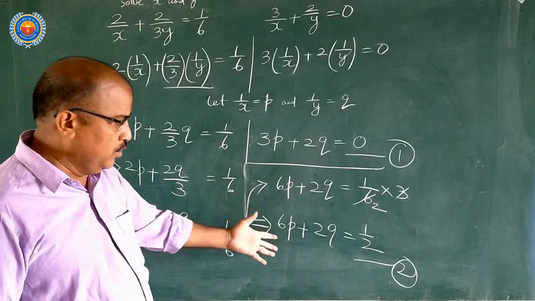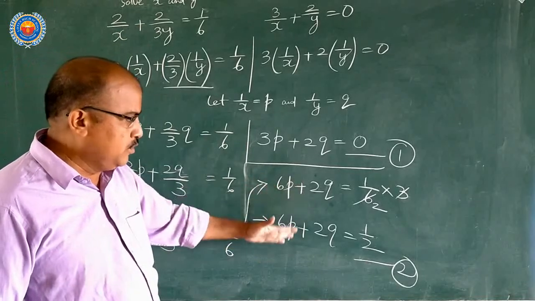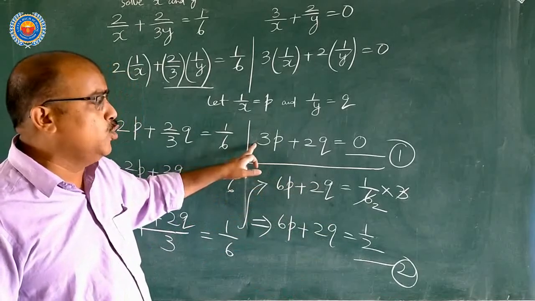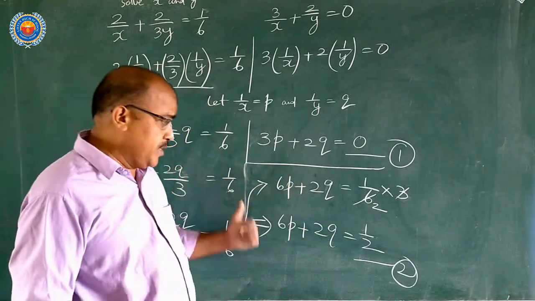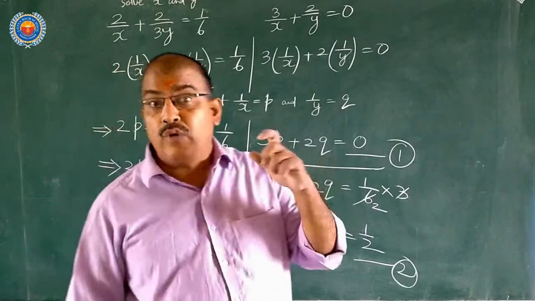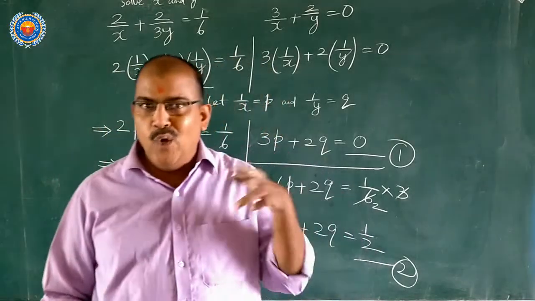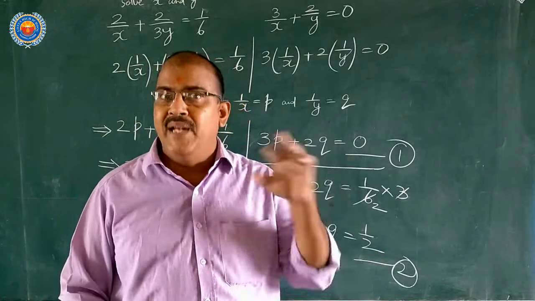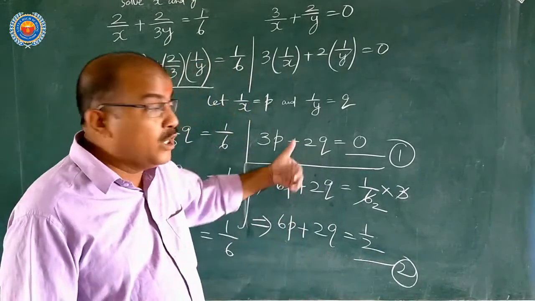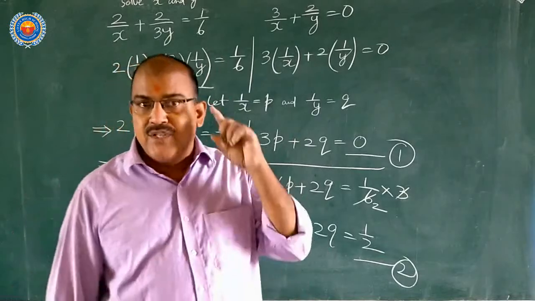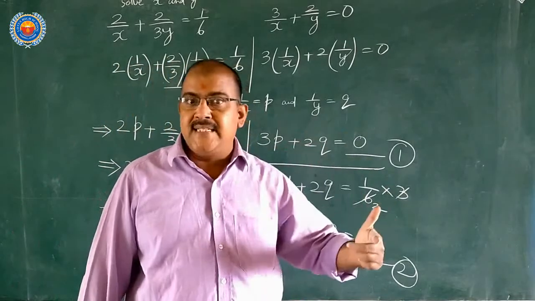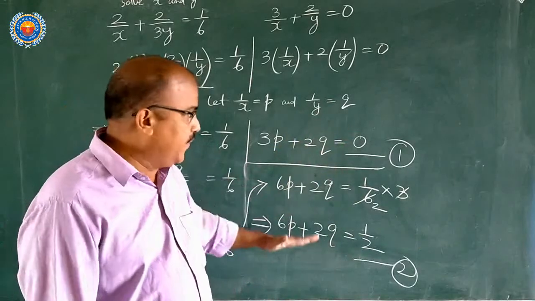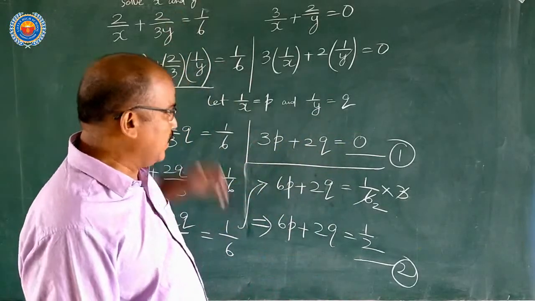We reduce it to reducible form, a pair of linear equations in two variables. Equation 1 is 3p plus 2q is equal to 0. Equation 2 is 6p plus 2q is equal to 1 by 2. Now I am going to solve these two equations by using the elimination method, and I will get p and q values. After that I will substitute in 1 by x and 1 by y, then I will get the x value. So first of all I will write these equations once again.